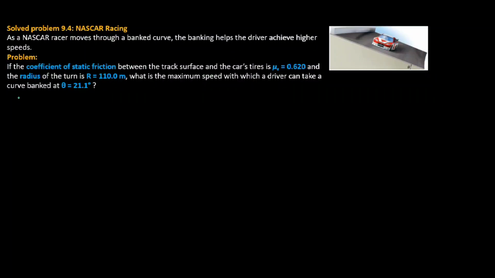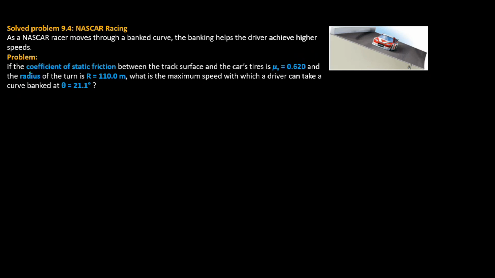In this video, we are going to discuss solved problem 9.4, which is about NASCAR racing. As a NASCAR racer moves through a banked curve, the banking helps the driver achieve higher speeds. Banking of a road means the edges of the road are elevated by an angle theta. And raising the edges of the road by an angle helps the driver take a turn at higher speed.